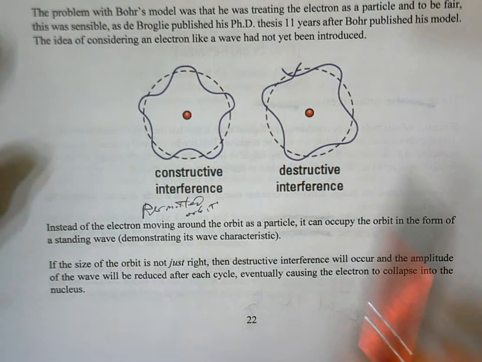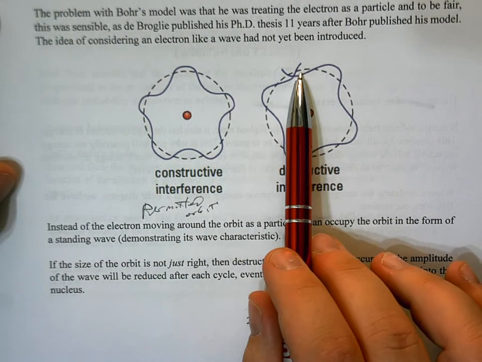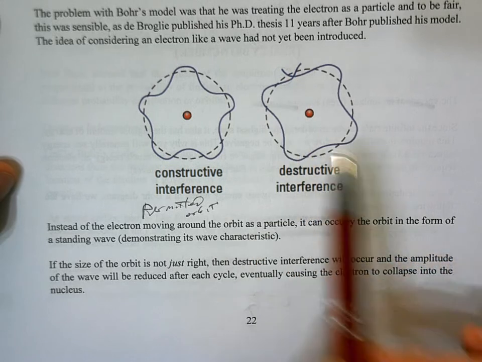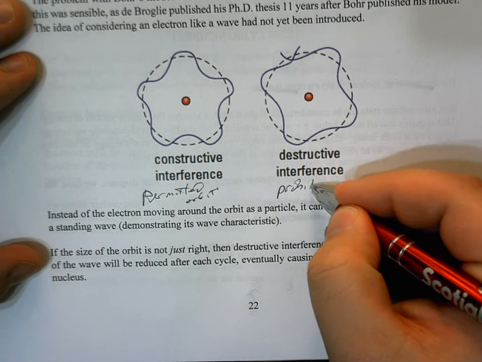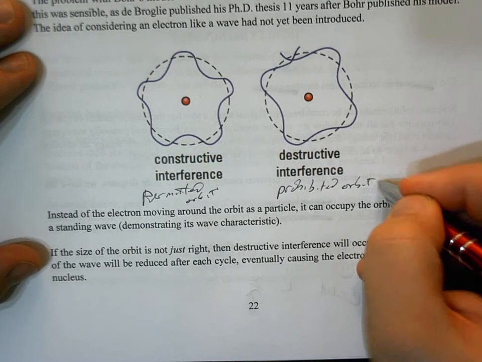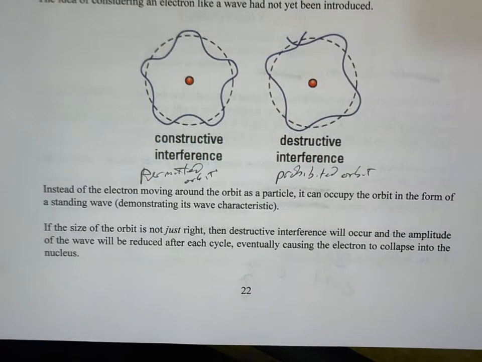Any other place, though, as that wave loops around, it's not going to match up. And eventually you're going to have destructive interference. So this is a prohibited orbit. If that orbit size isn't just correct, you will have destructive interference. You will not have an electron probability wave there, which means the electron can't occupy that orbit. This is exactly where the whole idea of quantization comes from. It comes from the fact that permitted orbits are areas of constructive interference and they only happen at specific distances from the nucleus. So that covers the first part.